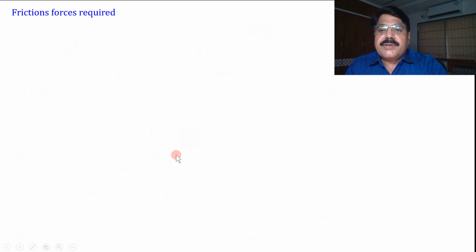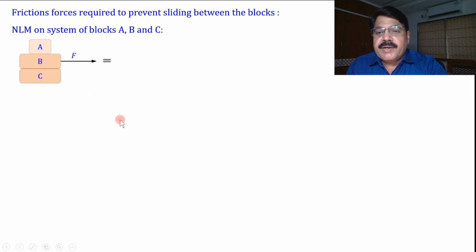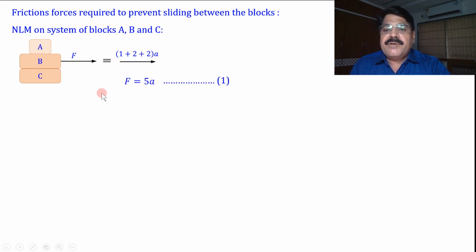Friction forces required to prevent sliding between the blocks. NLM on system of blocks A, B and C. So A, B, C, F is here. What we can see, acceleration we are assuming same. So mass of A plus B plus C, 1 plus 2 plus 2, into a. So we can see here F is equal to 5a, equation number 1.